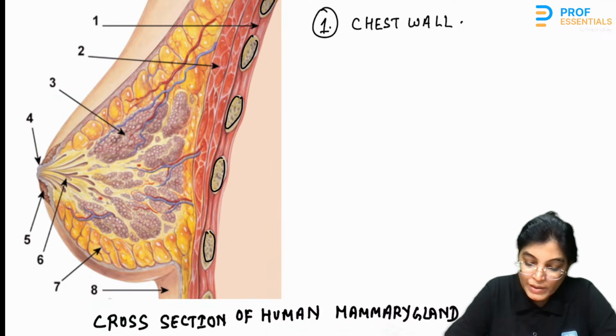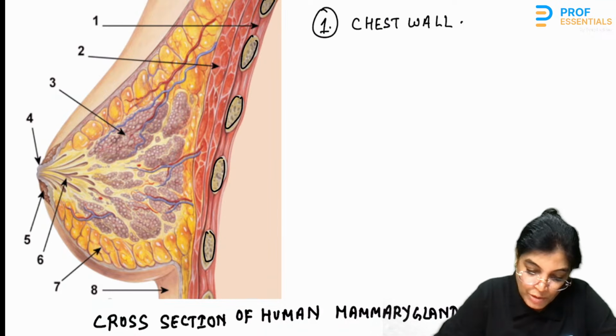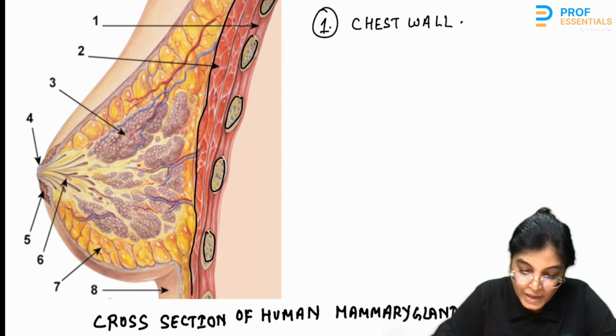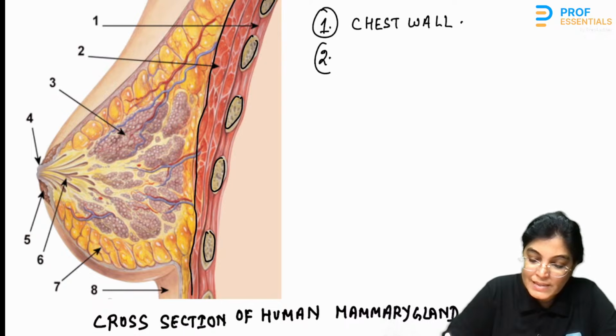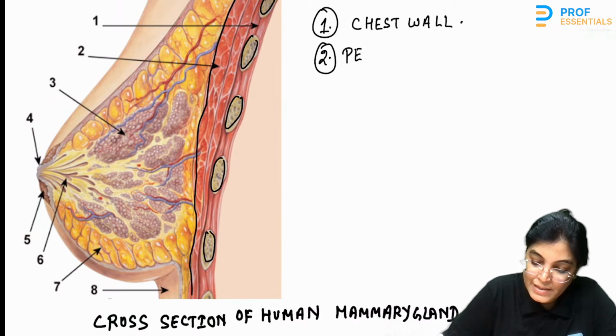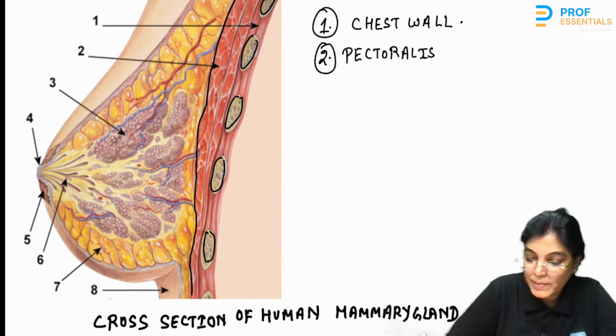And the second important muscle which you are seeing, which you know because I have covered the pectoral region. So you know this. What is this muscle? I think you can identify. Any guesses, my dear students? So what is this muscle? This muscle is the pectoralis major muscle.